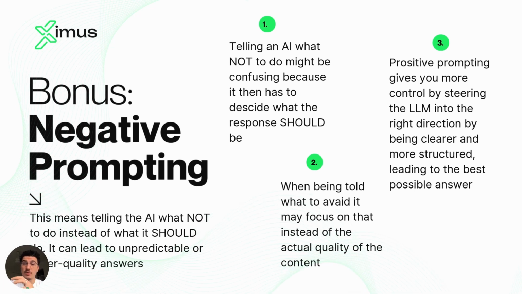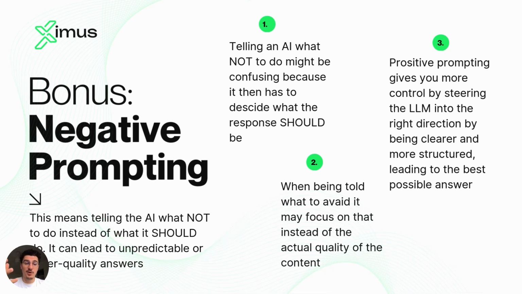Telling the AI what not to do might be confusing because then it has to decide what the response should be. And when being told what to avoid, it may focus on that instead of the actual quality of the content. And therefore, we want to include positive prompting. Positive prompting gives you more control by steering the LLM into the right direction and by being clearer, more structured, and this leads to the best possible answer.